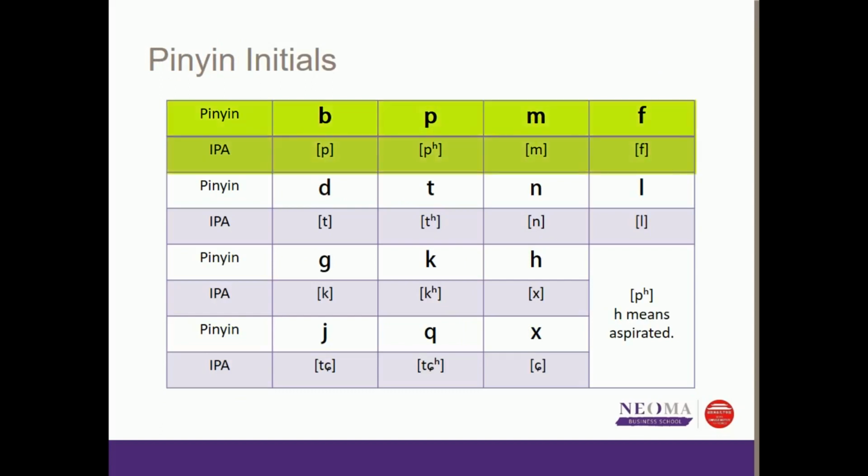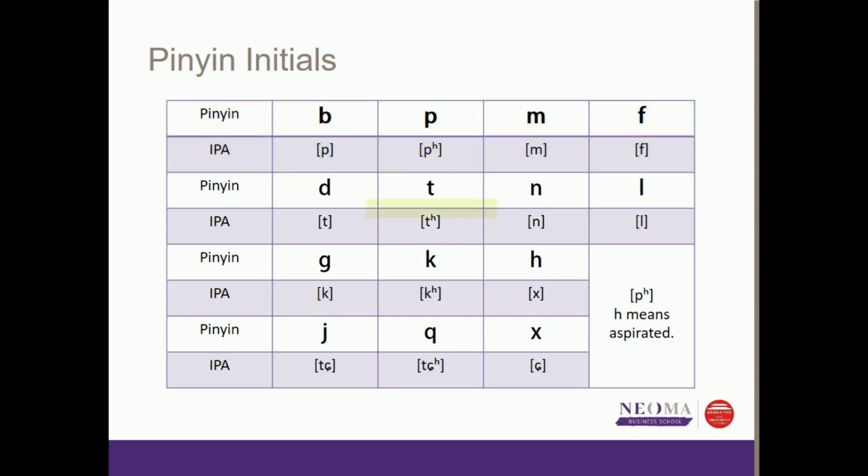As you can see, please read after me. 波, 坡, 摸, 佛. You might notice, between B and P, or bo and po, there's a little H here. So this H will remind you to make a puff of air in the pronunciation for P. And this is quite different from English or French.